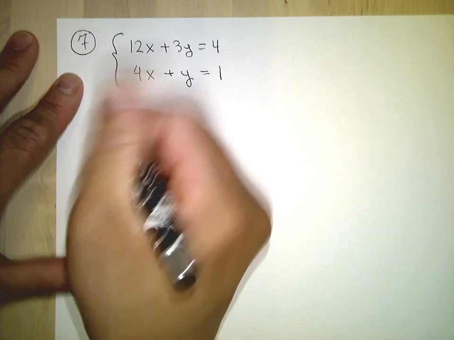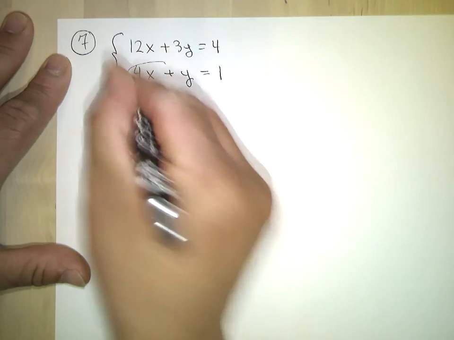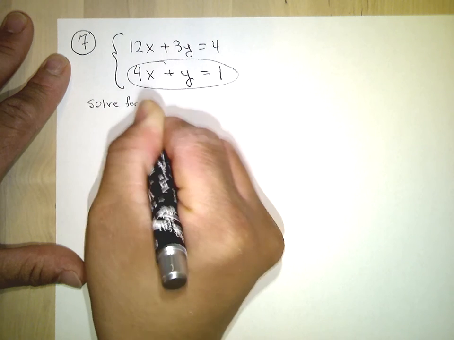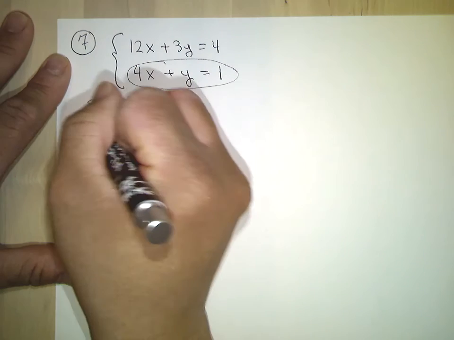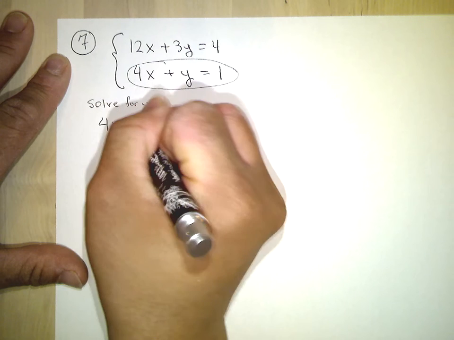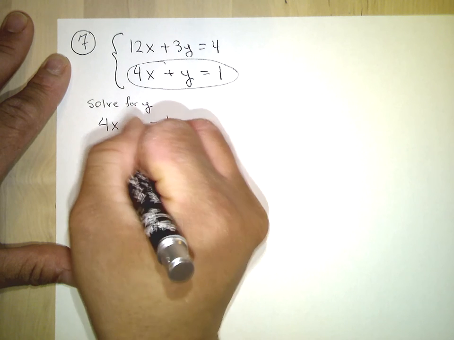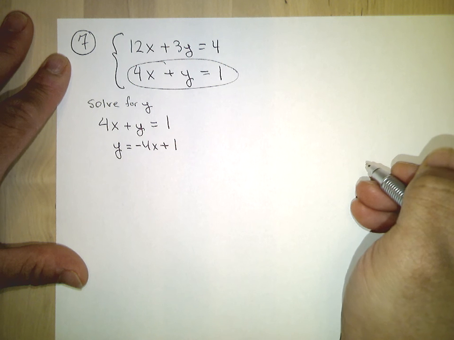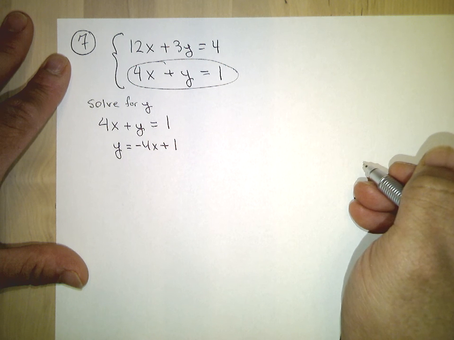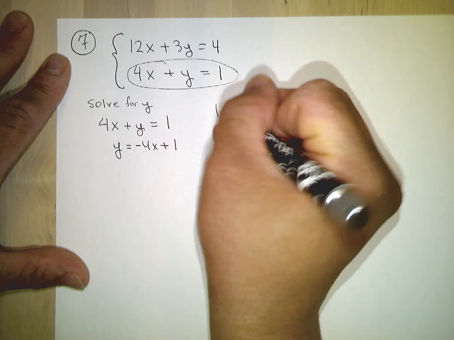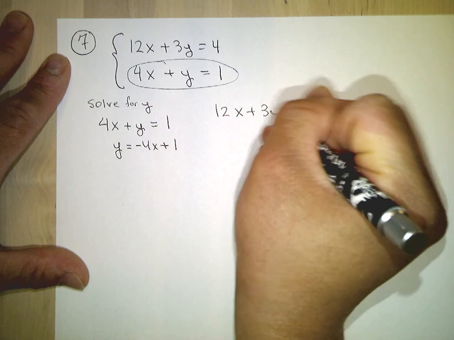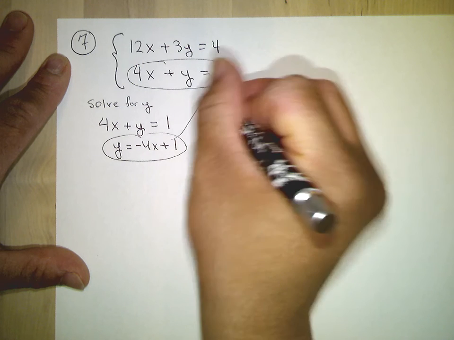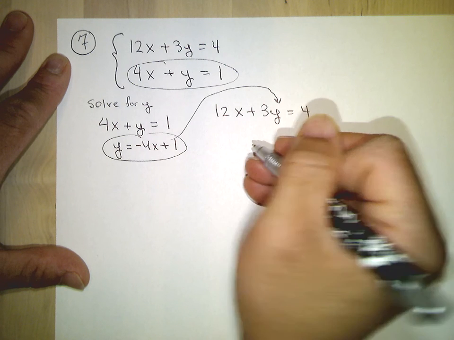All right, so we'll solve one of the equations for x or y. So let's solve this one here for y. Again, it doesn't matter which one. So we have 4x plus y is equal to 1. Subtract the 4x to get y is negative 4x plus 1. Then I'll substitute that into the other equation here. And then remember to use parentheses.